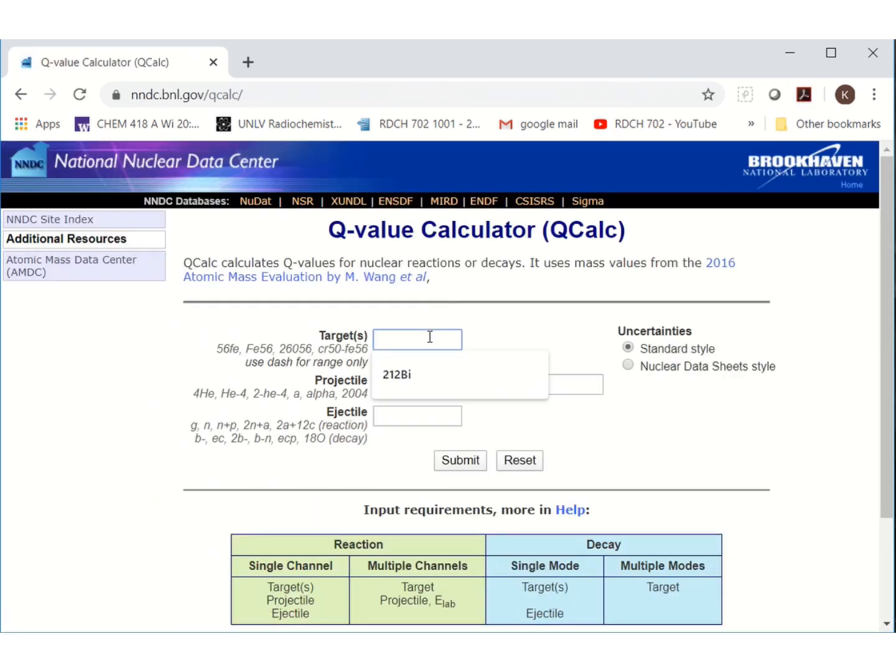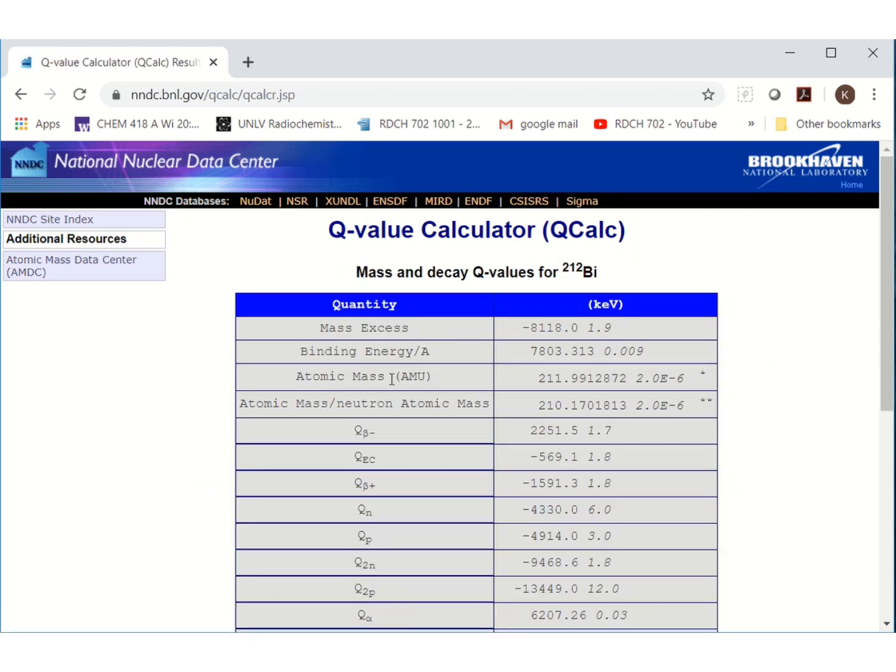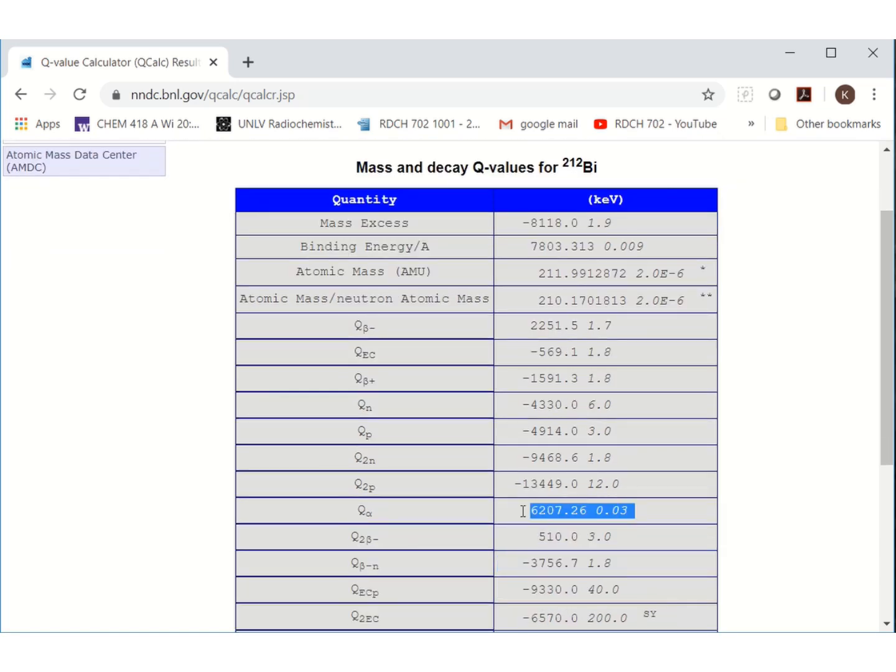We click on that, and I can put in my target. Let's look at bismuth-212. If I just take an isotope and submit it, I will get information: the mass excess, the binding energy, the atomic mass, and then the Q values for the different decays. So here's the beta minus decay and electron capture decay, and we see that for bismuth-212, the beta minus decay is positive, and the alpha decay, as shown here, is positive.